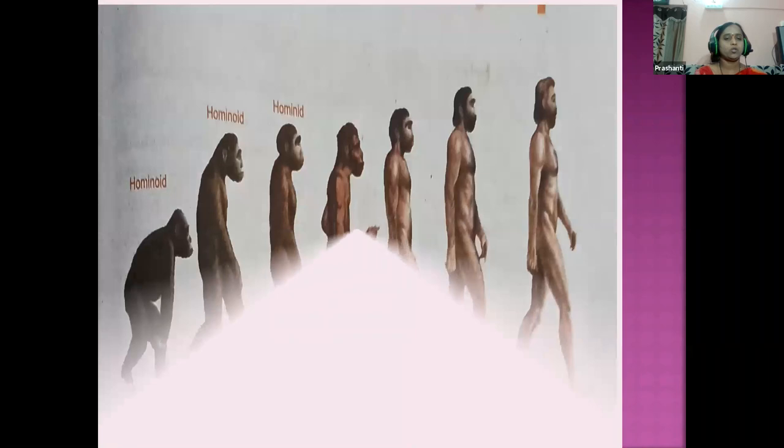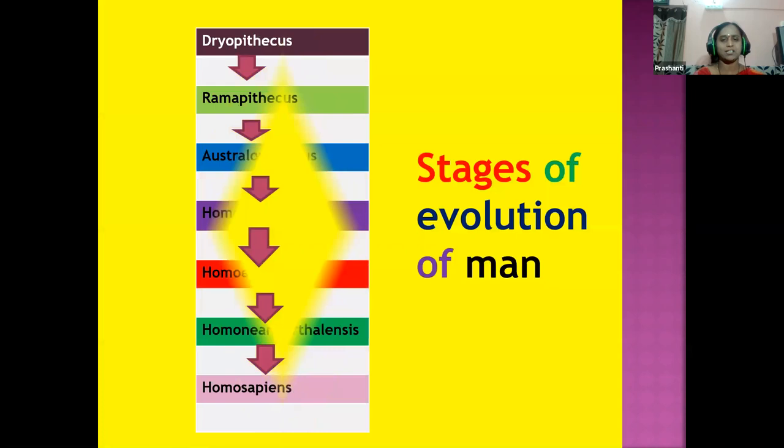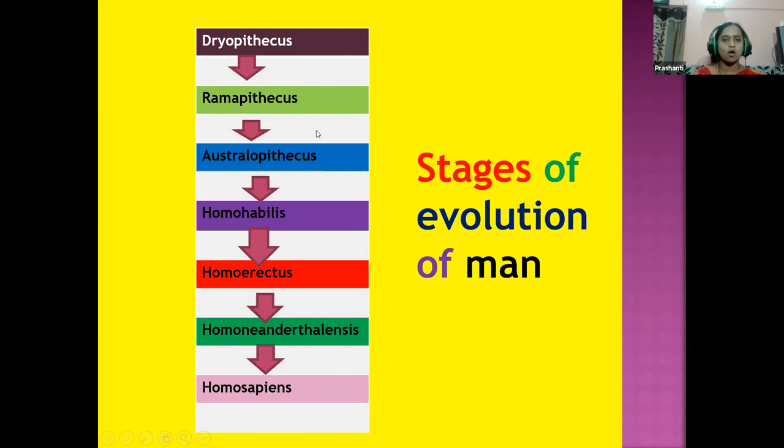So these are the stages of evolution of man, children, that is Dryopithecus, Ramapithecus, Australopithecus, Homo habilis, Homo erectus, Homo neanderthalensis, and Homo sapiens. When you see the sequential stages, children, this is very important even for your NEET. So here, this is the order of the stages of the evolution of man.